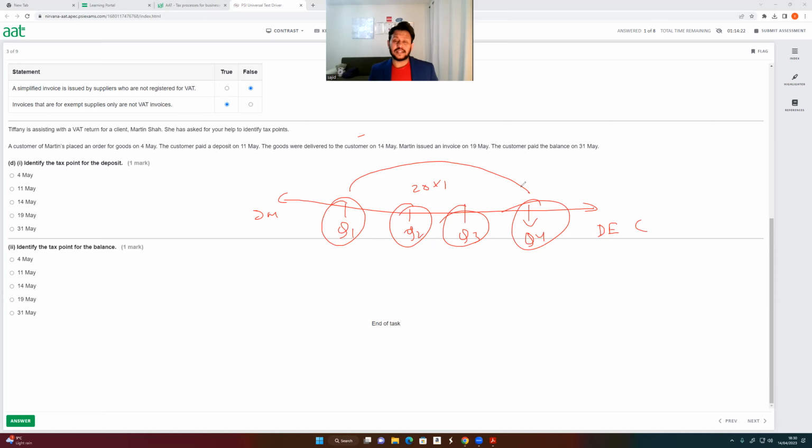So tax point rules is the earliest of 3 events. The first one is the basic tax point. The next one is the invoice raised. And the third one is payment received.